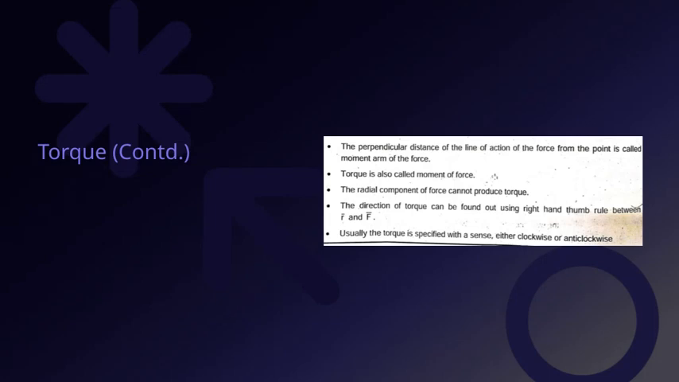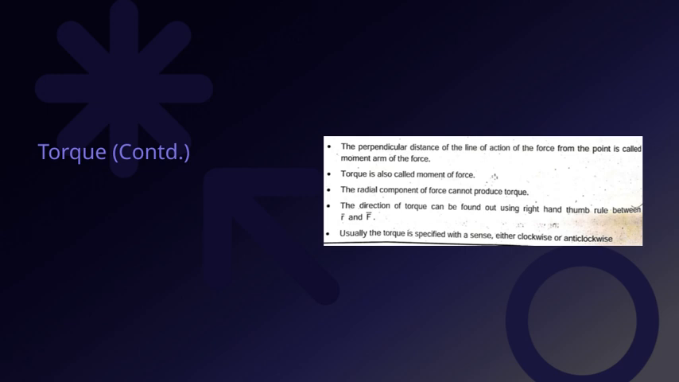Let's continue exploring torque. As we discussed earlier, torque is essentially the rotational equivalent of force. Now, in this slide, we're delving deeper into some additional aspects that are crucial to understanding how torque works in real-world applications. First, the key idea is that torque depends not only on the amount of force applied, but also on the distance from the pivot point, which we call the lever arm. The longer the lever arm, the greater the torque for the same force.